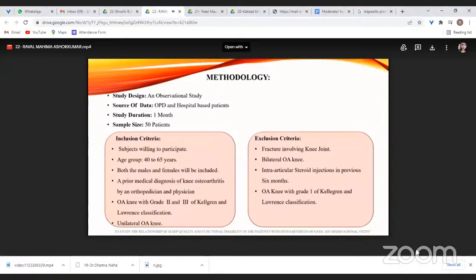So the methodology: the study design is an observational study. The source of data is OPD and hospital-based patients. Study duration is 1 month. Sample size, I have taken 50 patients. Inclusion criteria are subjects willing to participate, age group from 40 to 65 years, both males and females, a prior medical diagnosis of knee osteoarthritis by an orthopedician and physician, OA with grade 2 and 3 of Kellgren and Lawrence classification, and I have taken unilateral OA patients. Exclusion criteria are fractures involving the knee joint, bilateral OA, intra-articular steroid injection in the previous 6 months, and OA with grade 1 of Kellgren and Lawrence classification.